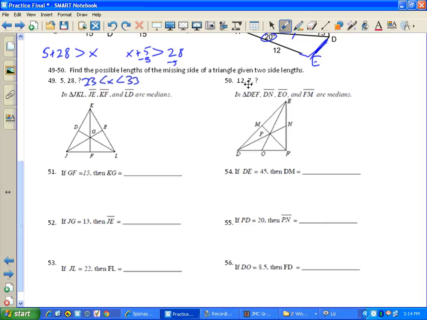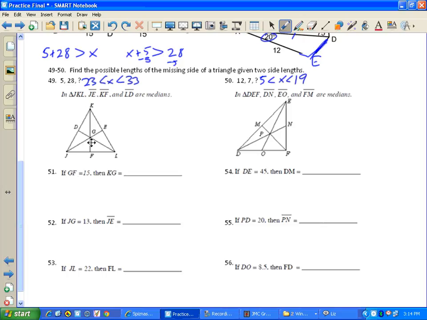Here, if X is the biggest, these two are going to add up to be bigger than that. So adding those, I get 19. So X has to be smaller than that. If X is a small one, then it's small with 7, which means if I subtract the 7 over, I'll get 12 minus 7, which is 5. So X has to be bigger than 5, but less than 19.